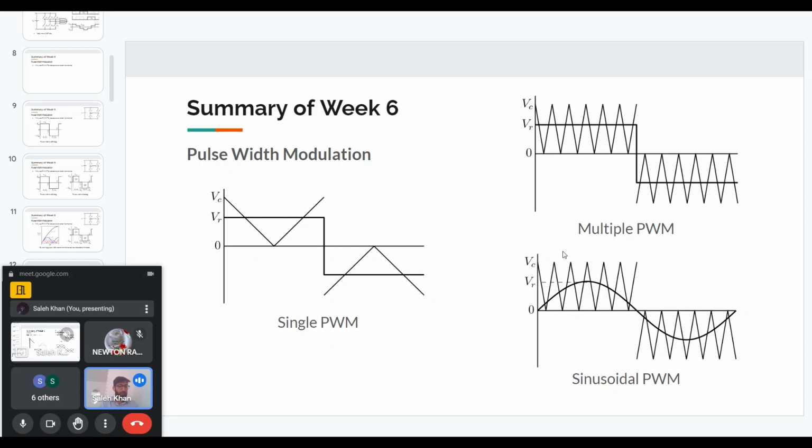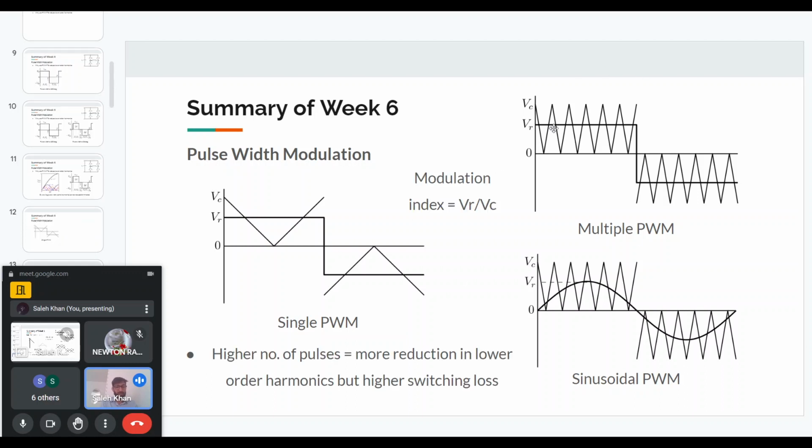And finally, we have sinusoidal pulse width modulation, in which the pulses will vary sinusoidally. So first we will have a small pulse duration, then it will increase, and then it will decrease to zero. Then we will get negative voltages. So these are the three types of options.